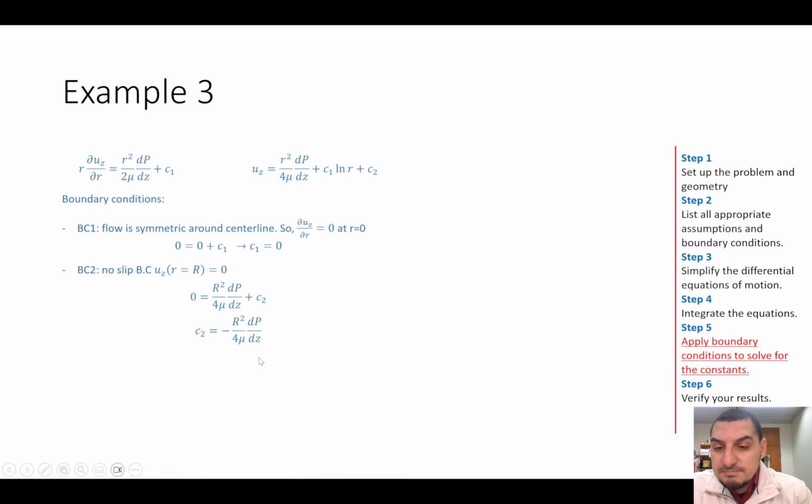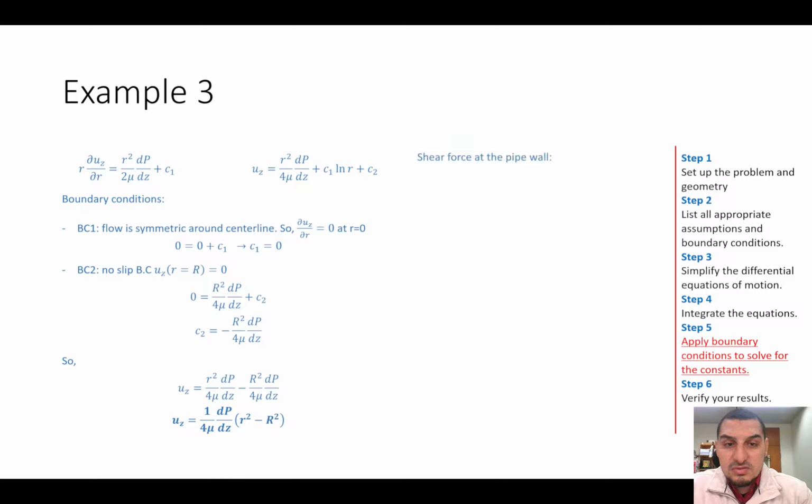And now we can substitute with c2 here in this equation, and this is the velocity profile, which we can put this way. It's 1 over 4 mu times dp by dz times r squared minus uppercase R squared. So this is the velocity profile we are interested in. And this is the first requirement.